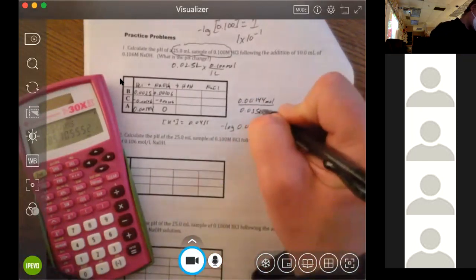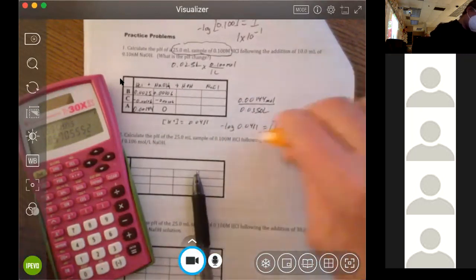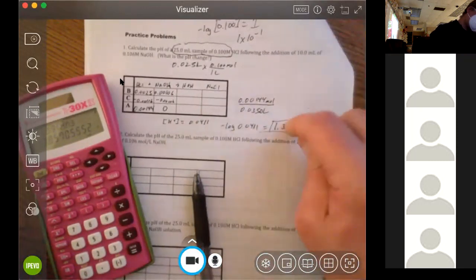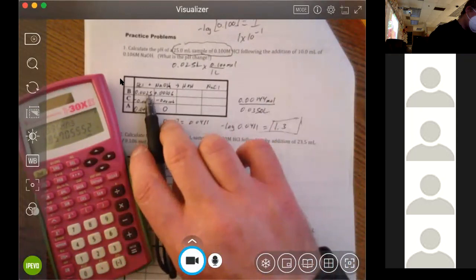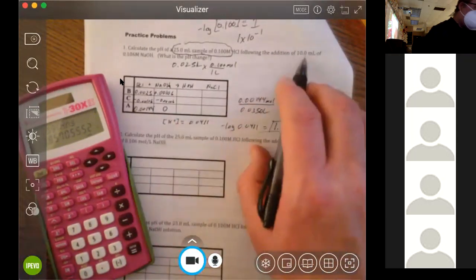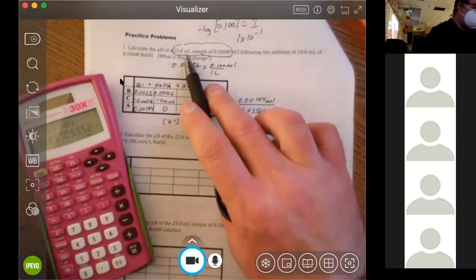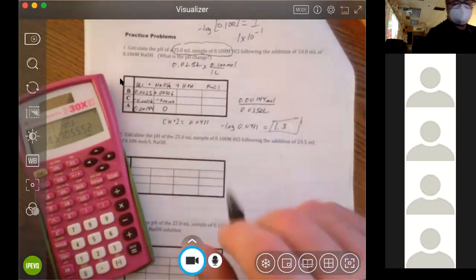Actually, we do have that extra significant digit there. So that would actually give us 3 there. So we can change that and be a little more specific on this, I believe. Where did that 0.035 come from? That is the 10 milliliters of the base plus the 25 milliliters of the acid. That changes our volume of the solution.